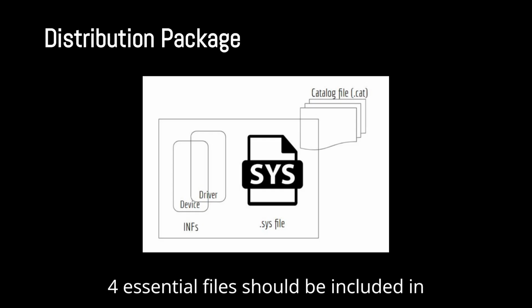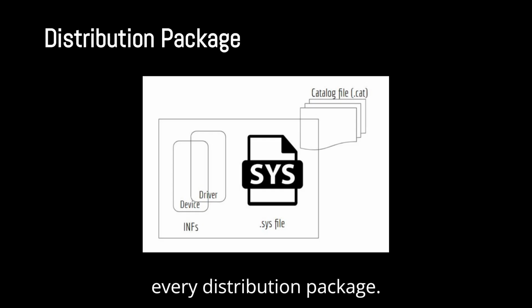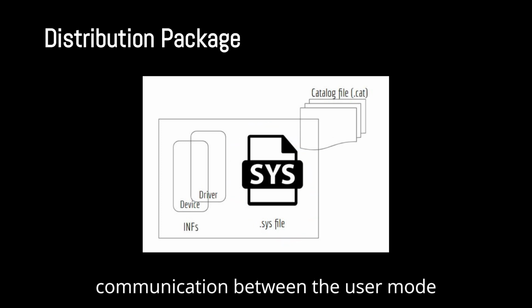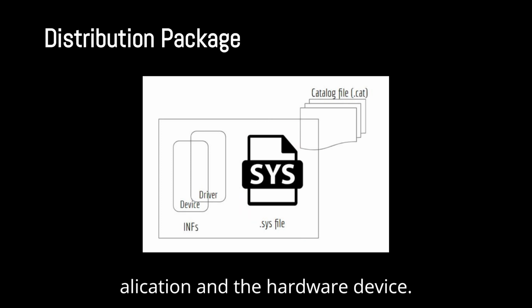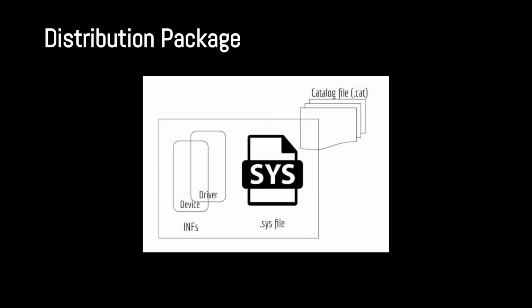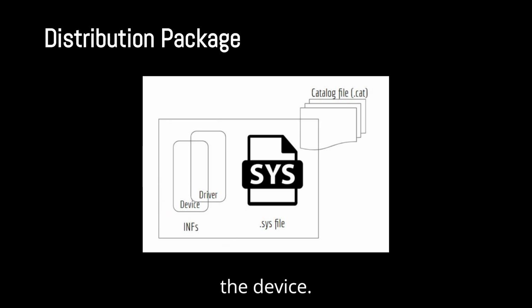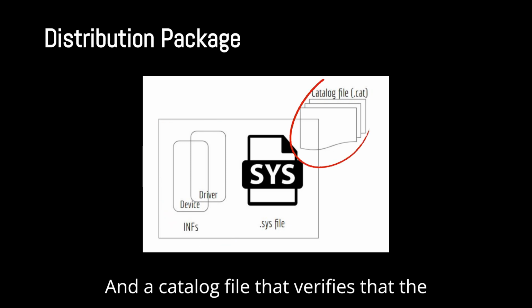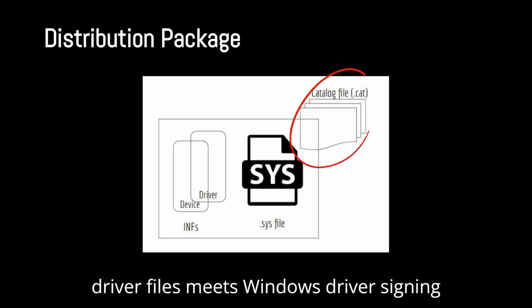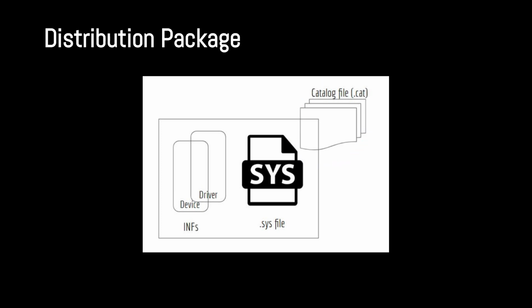4 essential files should be included in every distribution package. The sys file that facilitates communication between the user mode application and the hardware device. 2 INFs, one for the driver and one for the device. And a catalog file that verifies that the driver files meet Windows driver signing requirements.